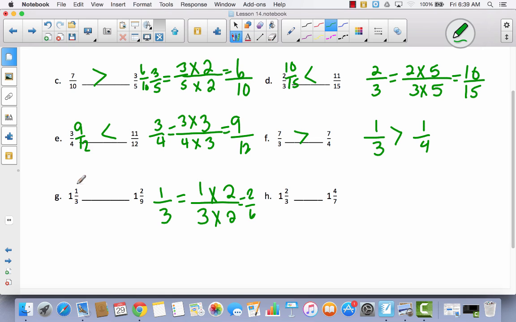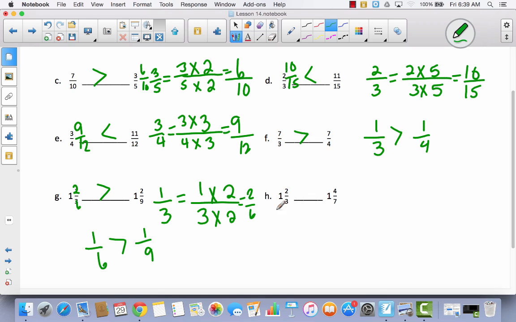So I can think of this as 1 and 2 sixes. So now my numerators are the same. Which is greater, sixes or ninths? Which would be greater, 1/6 or 1/9? Well, 1/6 is greater than 1/9 because the more parts that you divide it into, the smaller the parts. So because 1/6 is greater than 1/9, 2 sixes is greater than 2/9. So therefore 1 and 2/6 is greater than 1 and 2/9. All right, let's take a look at H.